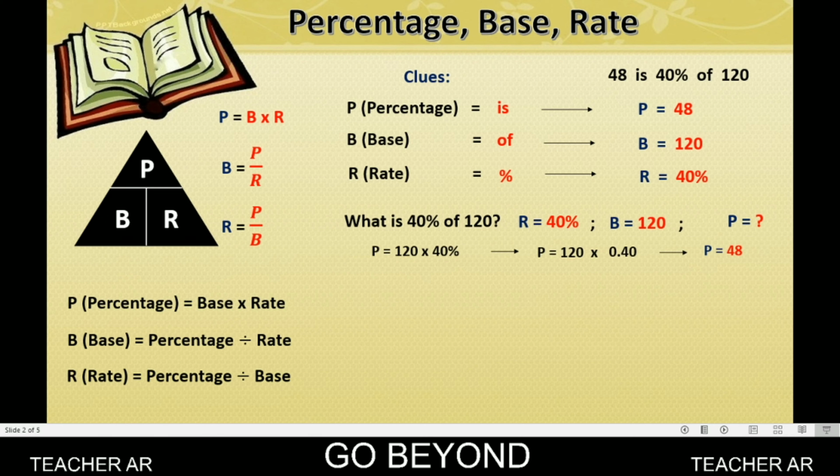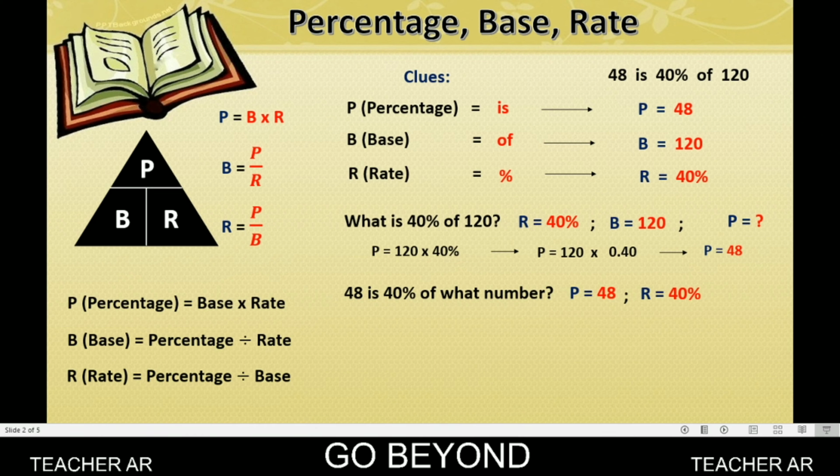So let's proceed to the second problem. 48 is 40% of what number? So, sino ito si 48? Si 48, katabi niya si is. Kasama niya si is. So, ibig sabihin, our percentage is 48. At sino naman itong si 40%? Si 40% naman, siya yung nagdadala ng percent na symbol. Ibig sabihin, 40% is our rate.